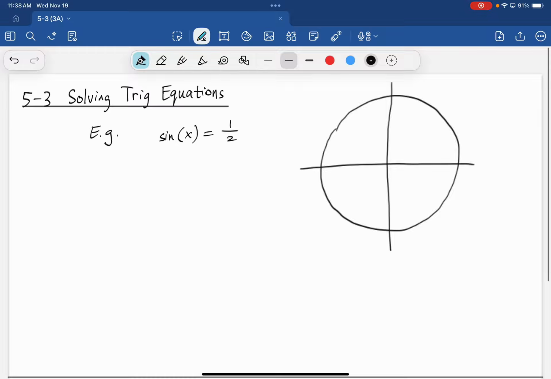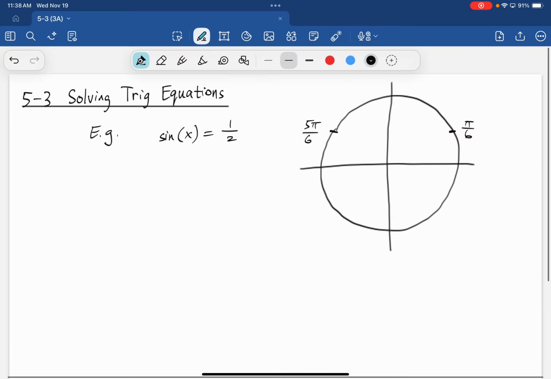And if we look and think about our unit circle, that's going to be this point and this point, right? So that's pi over 6 and 5 pi over 6. Okay? You can confirm that both of those points have y-coordinate of 1/2. And so sine of pi over 6 is 1/2, and sine of 5 pi over 6 is also 1/2. Okay? So we might be tempted to just write x equals pi over 6 and x equals 5 pi over 6, and we might be tempted to just be done with it.